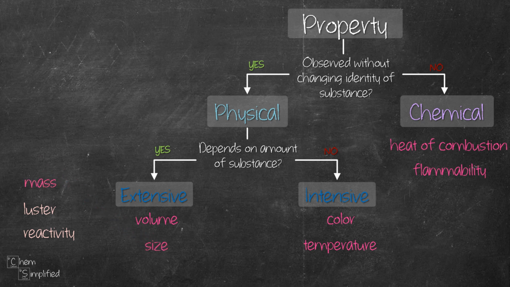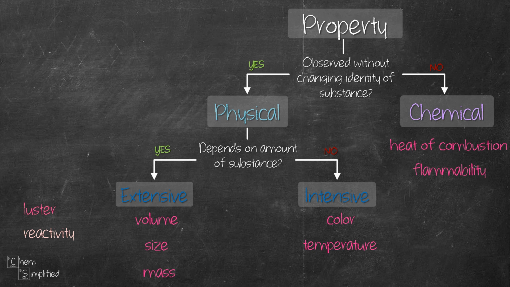Mass of a substance can be measured without making any change to the substance. Therefore, it's a physical property. Now, if we measure the mass of a substance in a container, and then we split it in half, the mass of half the substance will be divided into two as well. That means mass is dependent on the amount of substance, making it an extensive property.